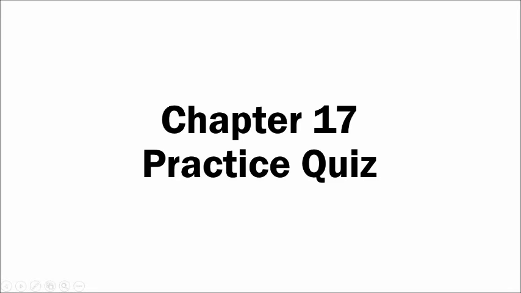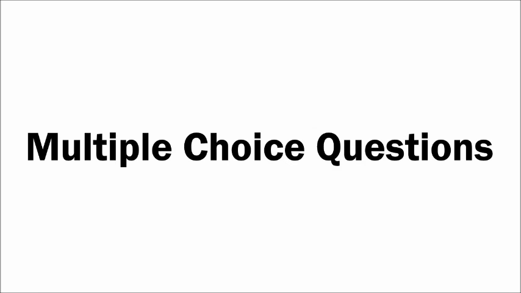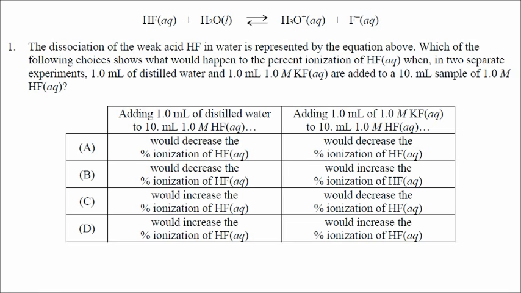These are the answers to the Chapter 17 practice quiz, starting with the multiple choice questions. Number 1. The dissociation of the weak acid HF, hydrofluoric acid, in water is represented by the equation above. We're looking for the effect on the percent ionization of HF in two separate experiments.